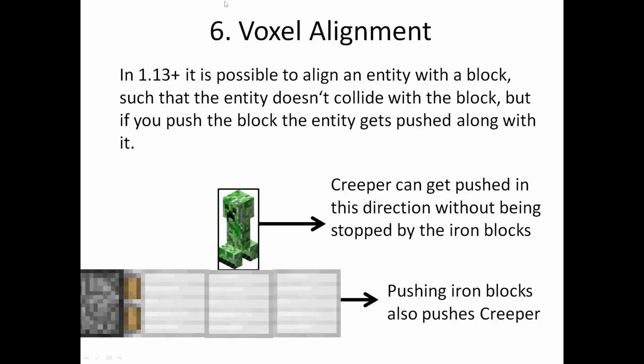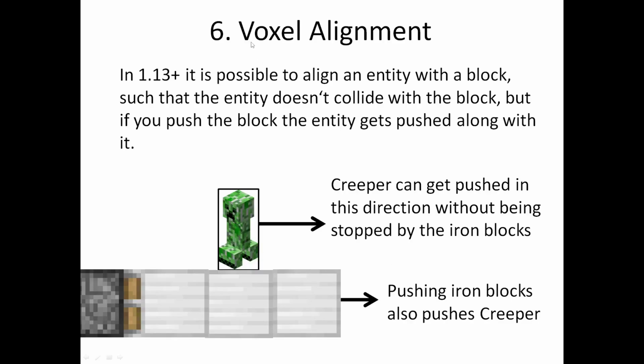We now come to a behavior which only works in more recent versions. It does not work in 1.12, it only works in 1.13 and every version after that. And namely, it's possible to align an entity against a wall in such a way that the entity does not really collide with the wall, but if you push a wall, the entity gets pushed along with the wall. So right here we have a creeper, and the creeper can get pushed in this direction to the right without being stopped by these iron blocks down here, but if you push the iron blocks, the creeper gets pushed along.